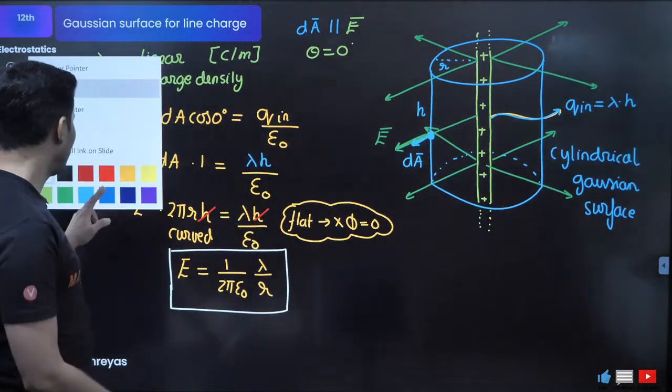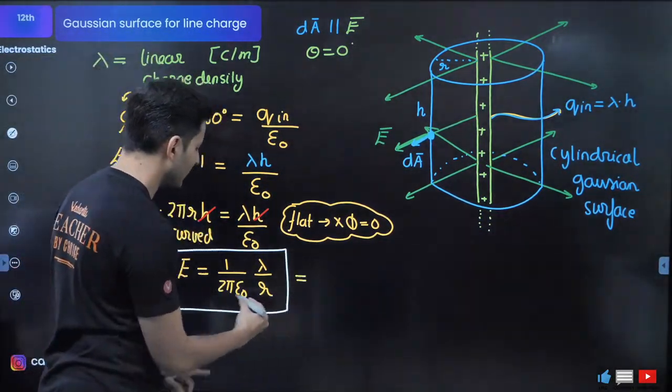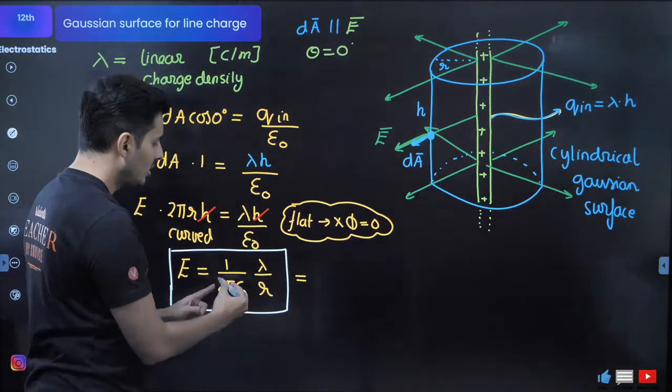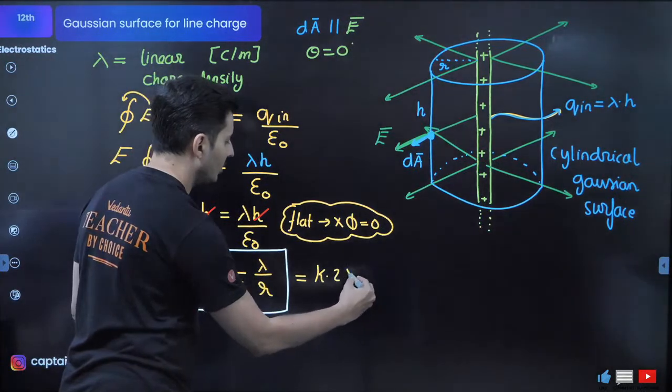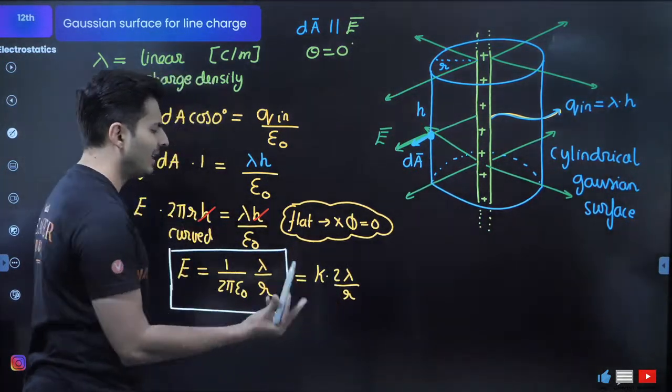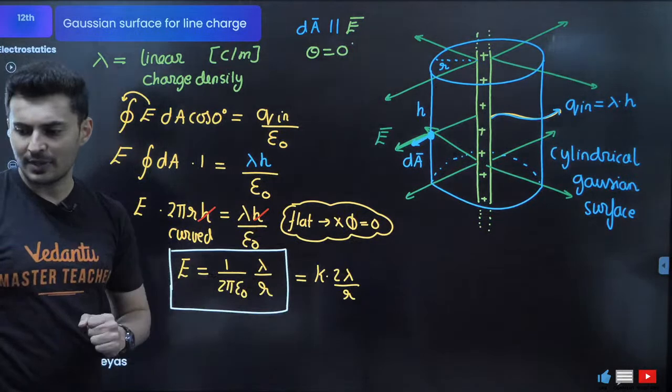Some people also like to remember this formula like this. Multiply and divide by 2. So 1 by 4 pi epsilon naught becomes your Coulomb's constant. This will become 2 lambda divided by r. One and the same thing, guys. It's one and the same thing.